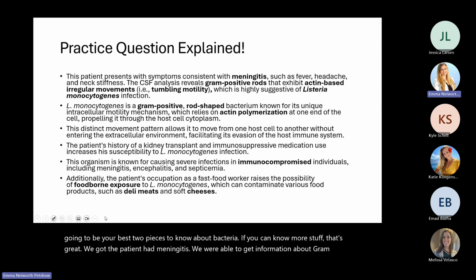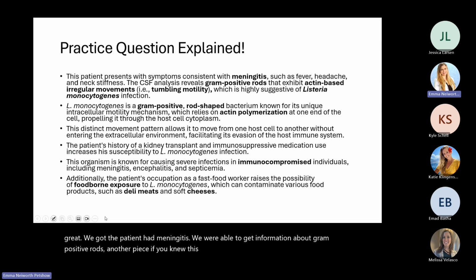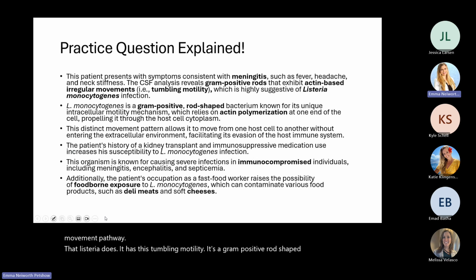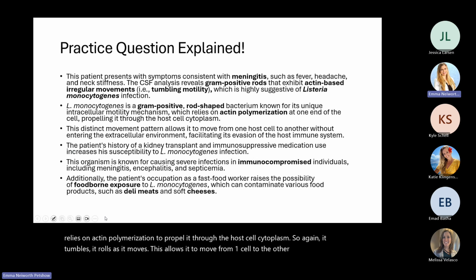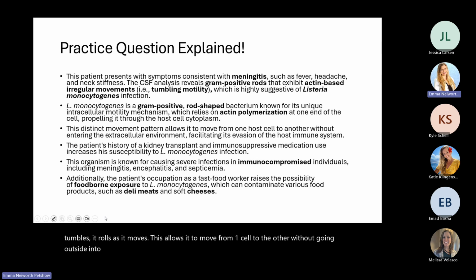Another piece, if you knew this about Listeria's virulence, it mentioned actin-based irregular movements. That just means it tumbles as it moves. And that's a classic kind of movement pathway that Listeria does. It has this tumbling motility. It's a gram-positive rod-shaped bacteria. It relies on actin polymerization to propel it through the host cell cytoplasm. So again, it tumbles, it rolls as it moves. This allows it to move from one cell to the other without going outside into the extracellular environment. So that's how Listeria can kind of hide.